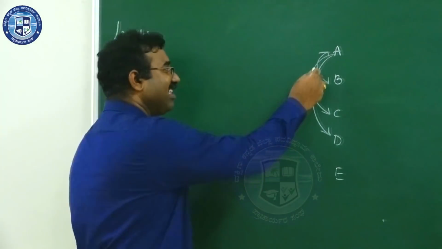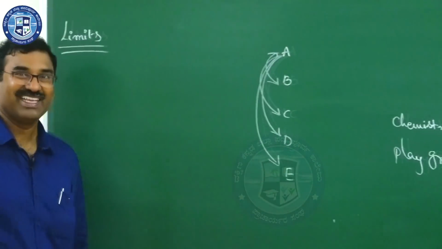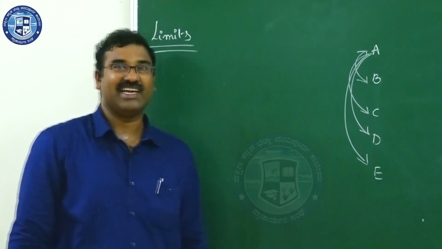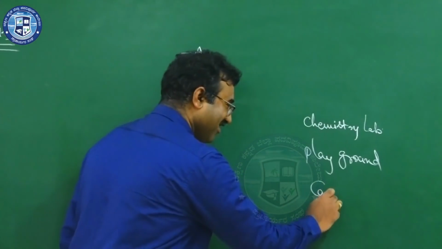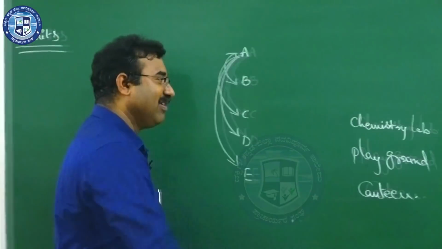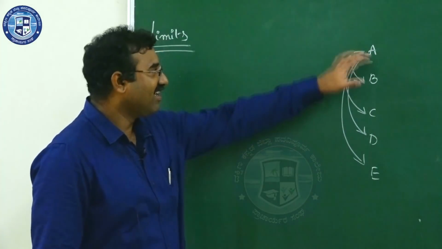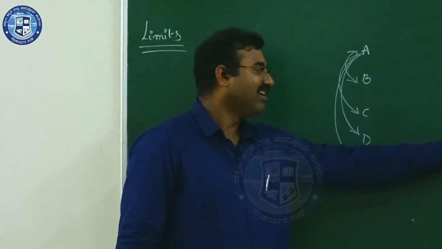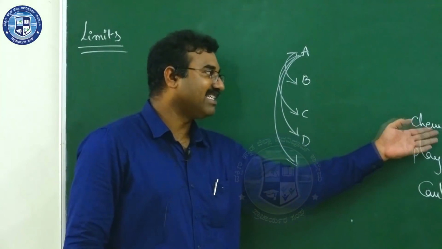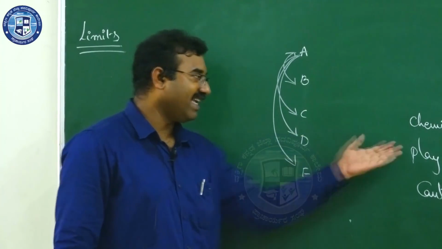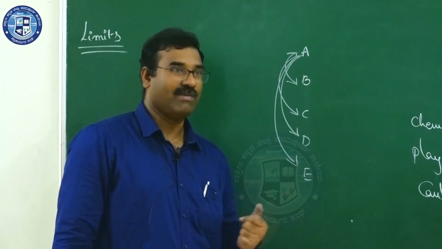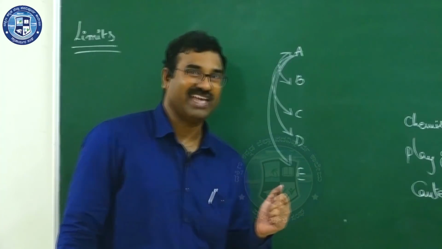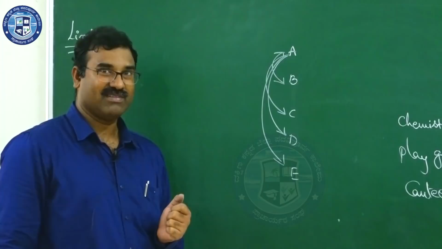Then again on the way he met E also. He asked where is the person B, and E told him that he is in the canteen, eating. So these are the replies person A got from C, D, E: one says B is in the chemistry lab, D says he is in the playground doing some warm-up exercises, and E says he is in the canteen eating. So 3 different answers he got.